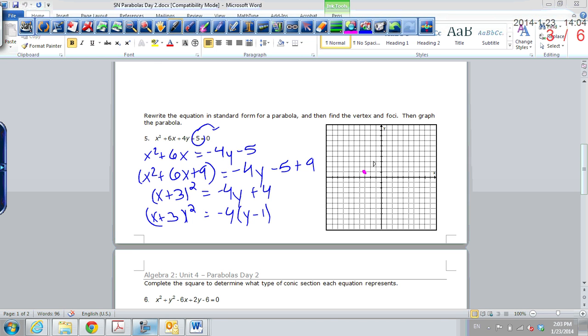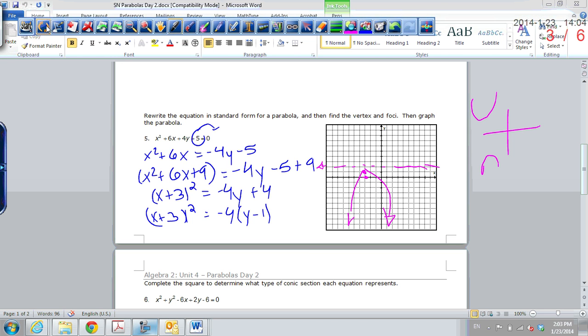Since it's having an x squared, that means it's vertical, so our options are either up like a cup, down like a frown. Since it's negative, that means it's down like a frown. 4 times what makes 4? 1, so that means my focus is here. Directrix is right there, and we just draw our little parabola.